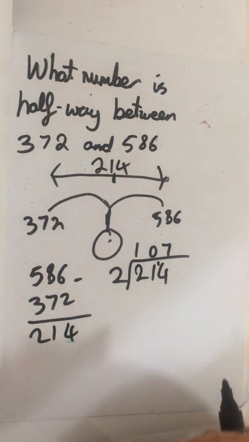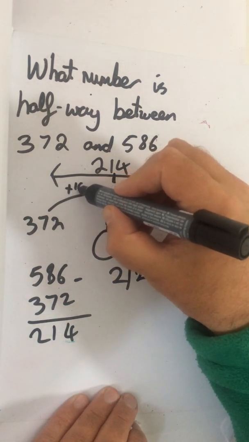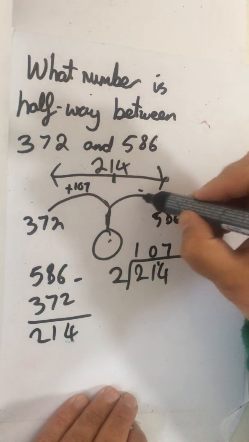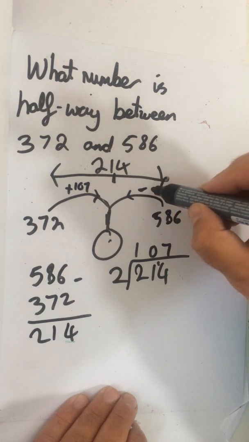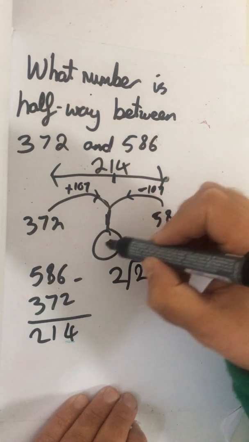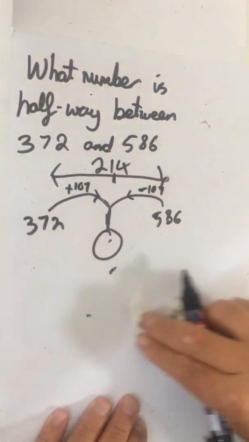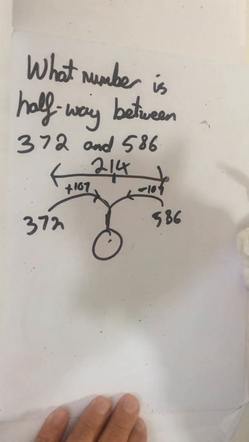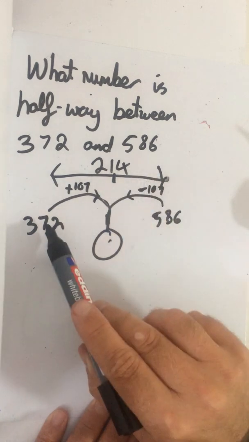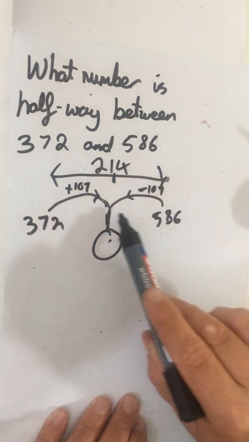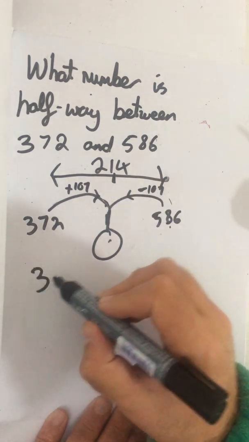Okay, so that tells me that if I add 107 to this number, or if I was to take away, in this direction, 107 from this number, it would get me that. Let me just check if that's correct, okay? So the difference between the two is 214. So if I added 107 to that, it would give me the middle number, or if I took away 107 from that. Let's just try that.